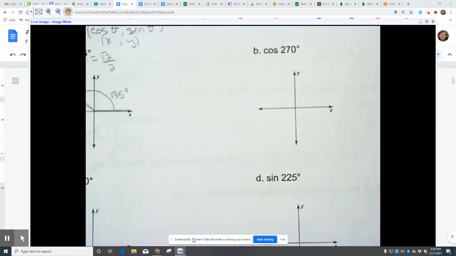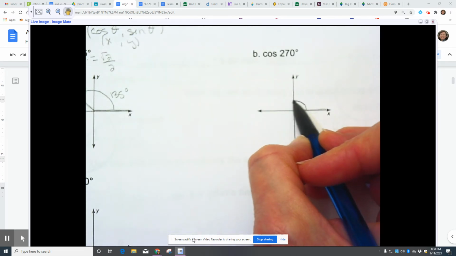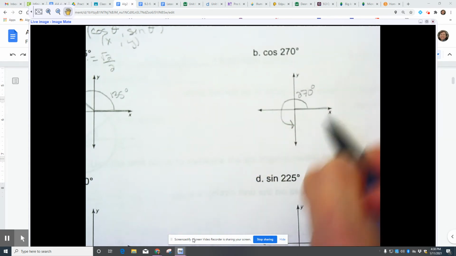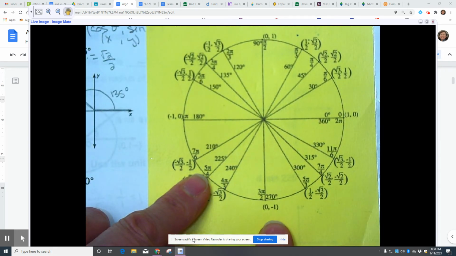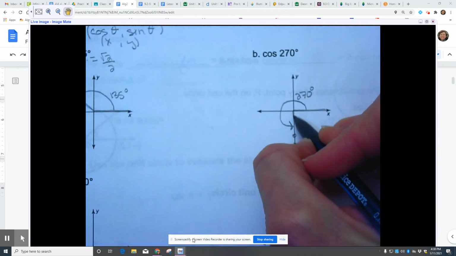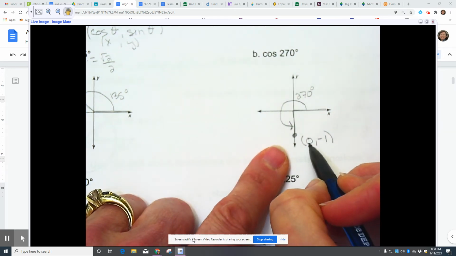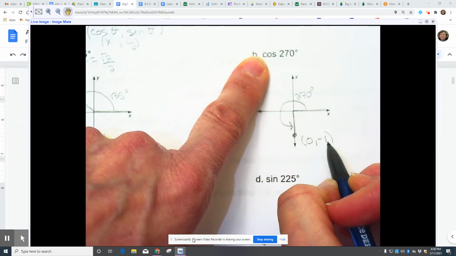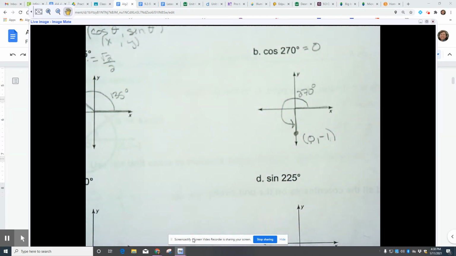Let's look at another one. 270. 270 degrees is if I start here and I go all the way around to there. So that's 270 degrees. If you look on your unit circle, here's 270 degrees. It's right at the bottom, and the coordinate point is 0, -1. So I'm just going to put that coordinate point on there. So this is my cosine. This is my sine, x and y, cosine, sine. So the cosine of 270 is 0. Kind of getting the hang of this.